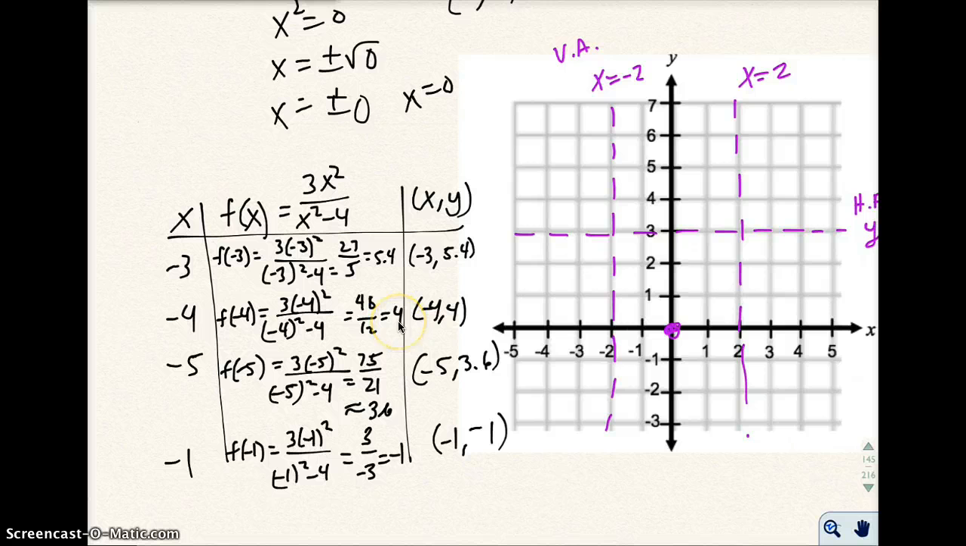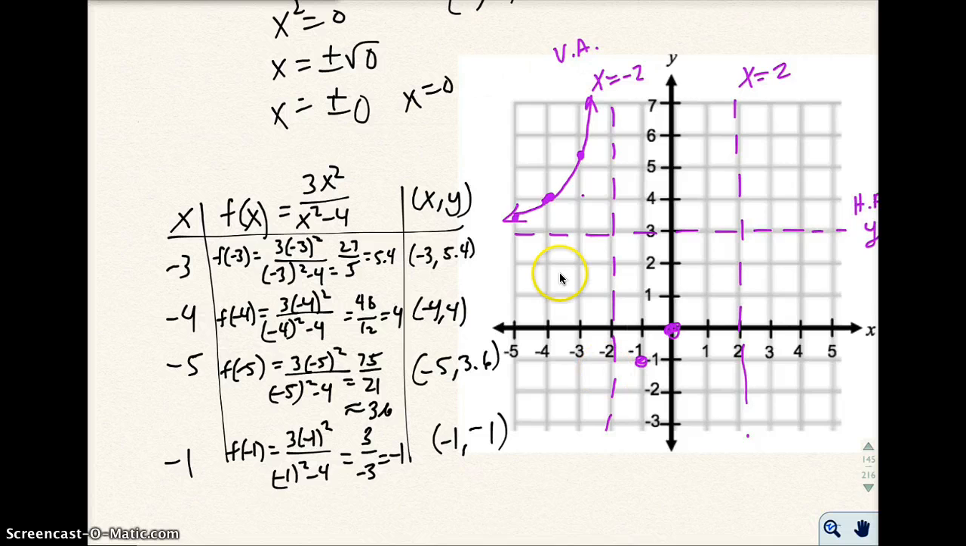So let's go ahead and plot these points real quick, and I'll do it in purple. Negative 3 and 5.4 about right here. Negative 4 and 4 will be right here. And negative 5 and 3.6 will be right about here. Now, the asymptotes tell me that these are going to go on forever but never touch and never reach across these asymptotes. I know that negative 1 is the point. So here's that point right here.